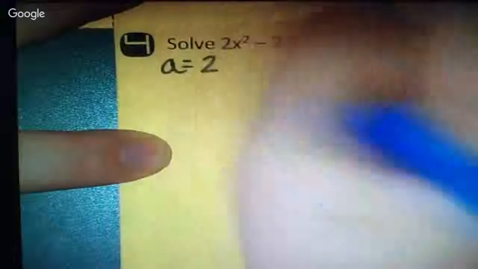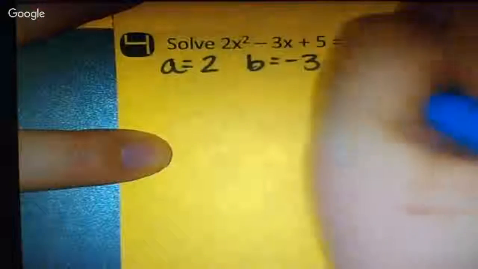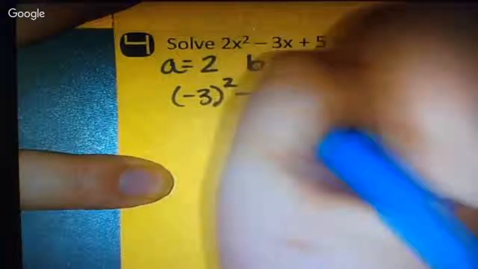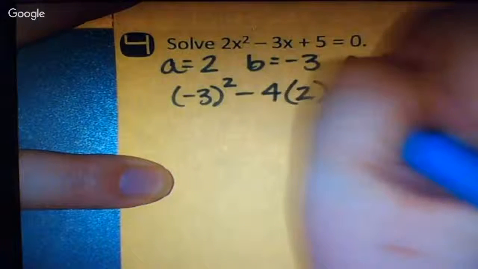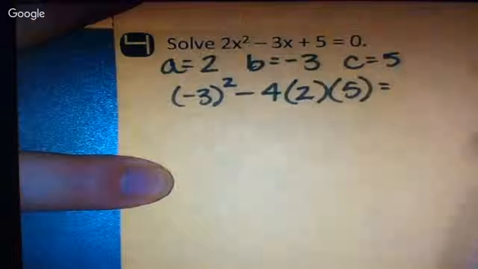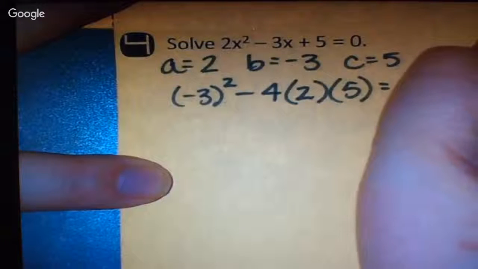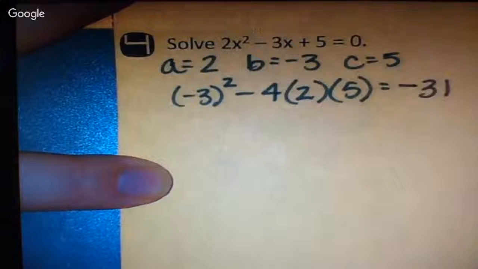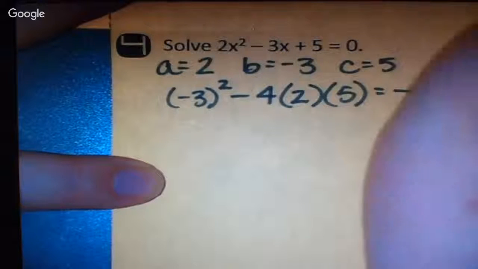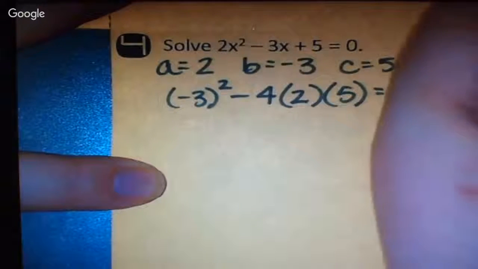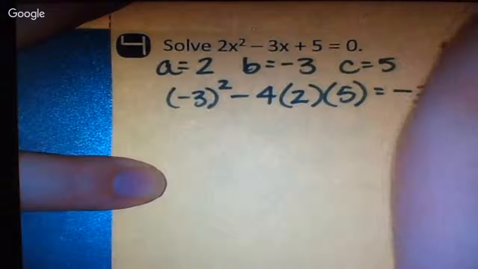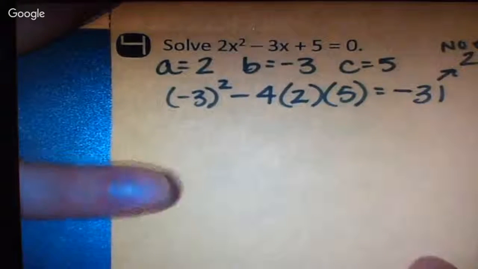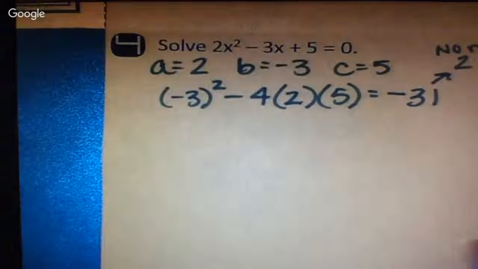Okay. This one said equal to 0. So what is A? 2. What is B? -3. What is C? 5. So we've got -3 squared minus 4 times 2 times 5. You said -31? No real solutions, but we have 2 imaginary. So this is the one where you're going to have that i again.